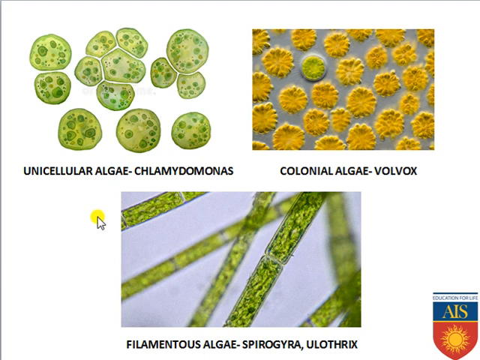Next, here you can see three different types of algae. One is unicellular algae, second is colonial algae, and third is filamentous algae. In the case of unicellular algae, you can see the figure, and the example is Chlamydomonas. You can see the example of colonial algae also, which is Volvox. And filamentous algae can be Spirogyra or Ulothrix. Here the diagram of Spirogyra is given, Ulothrix is not given. Going to the next slide.